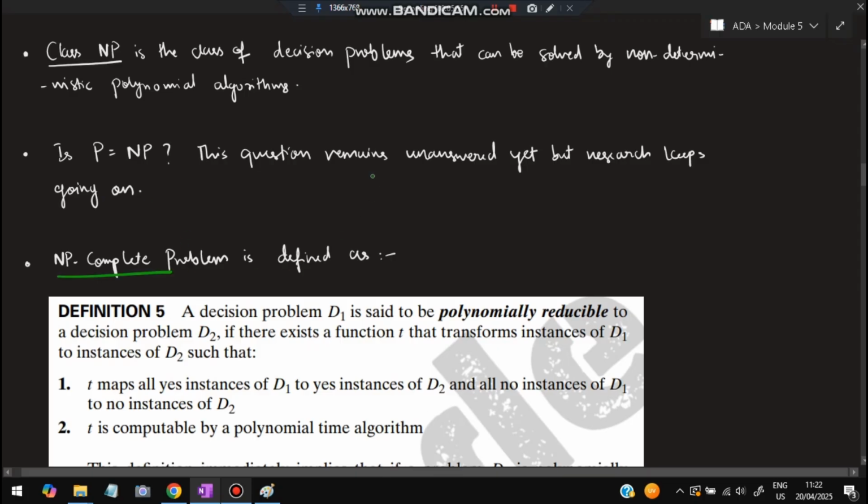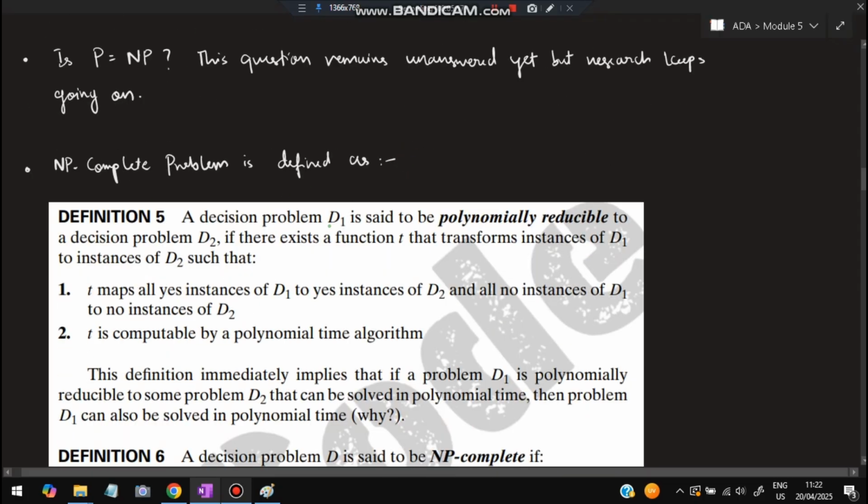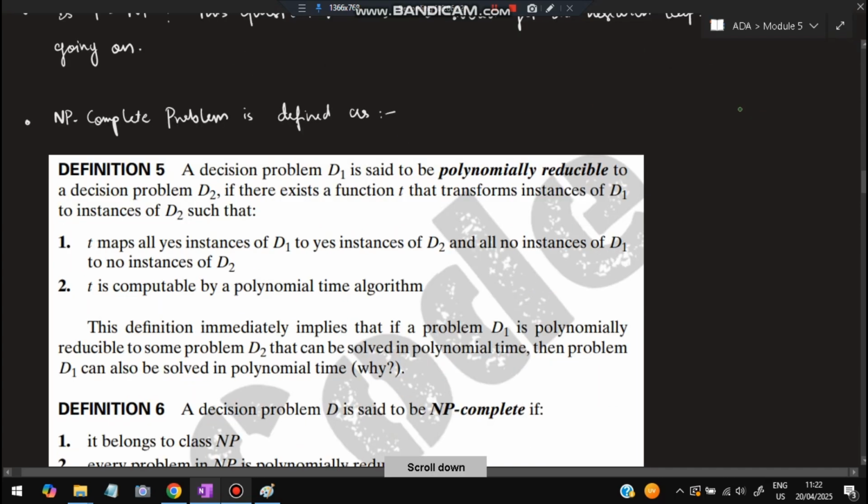Next is the NP complete problem. Before NP complete, you need to understand what is polynomially reducible. Suppose that there is a problem D2 and there is a problem D1. If I can reduce the problem D2 into D1, and I know that D1 can be solved using polynomial time, then obviously D2 also can be solved using polynomial time. That kind of logic is called polynomially reducible problems.